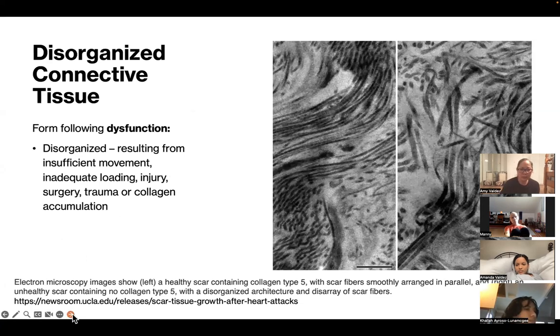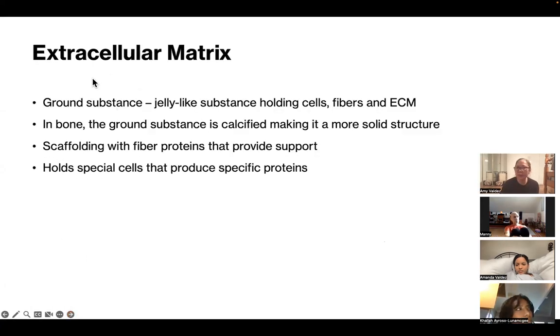Okay, so part of the extracellular matrix is something called ground substance, which is that jelly-like substance holding the cells, fibers, and extracellular matrix. In the bone, the ground substance is calcified, making it a more solid structure. It's a scaffolding with fiber proteins that provide support, and it holds special cells that produce specific proteins. So that's those cells that I was talking about earlier that produce either collagen or elastin or calcium. Okay.